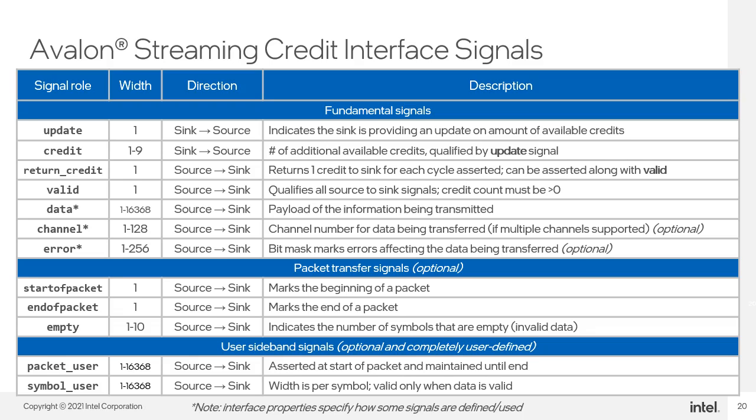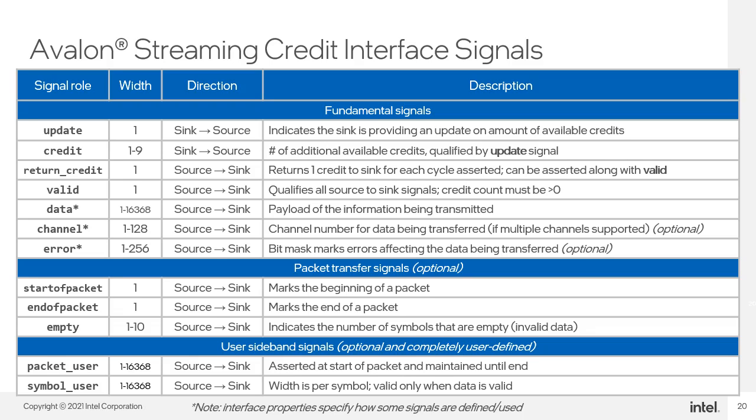Finally, optional sideband user signals are available for use with Avalon Streaming credit interfaces. The data transferred on these sidebands is completely user-defined, so care must be taken that both sides agree on the use of these signals. The packet user sideband can be any width needed and is asserted for the length of the transmission of a complete data packet. The symbol user sideband is asserted along with a particular symbol in the transmitted data.